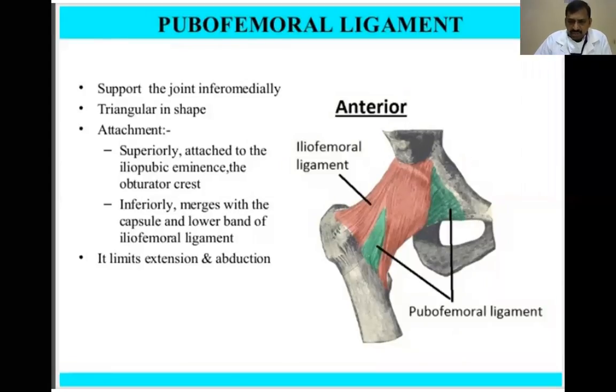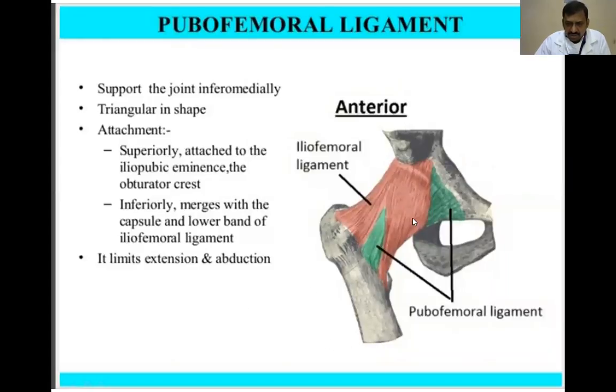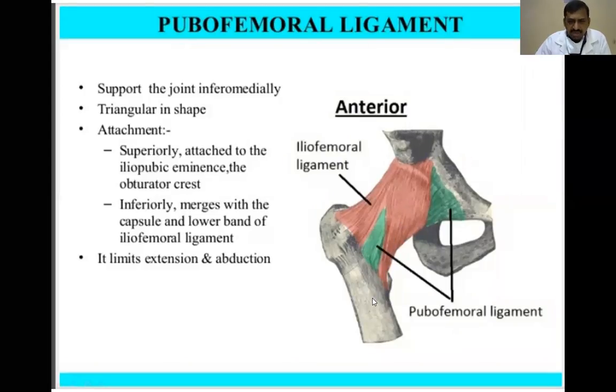Extension is backward movement, and abduction is lateral movement. It restricts them. If you abduct the femur like this, it is stretched and it restricts the abduction movement. These are the two most important functions of the pubofemoral ligament.